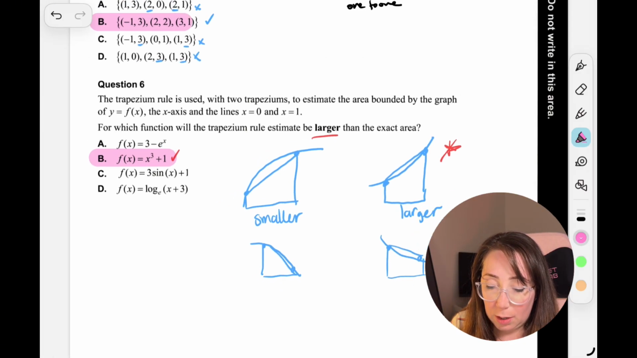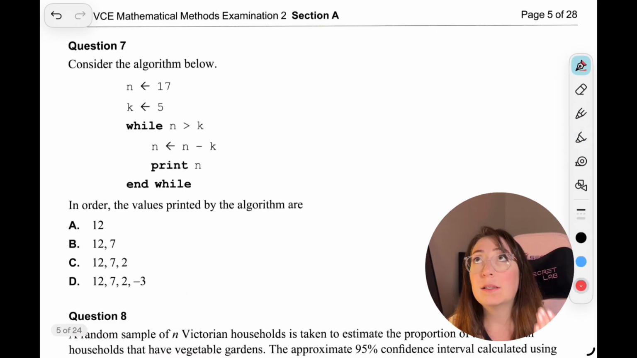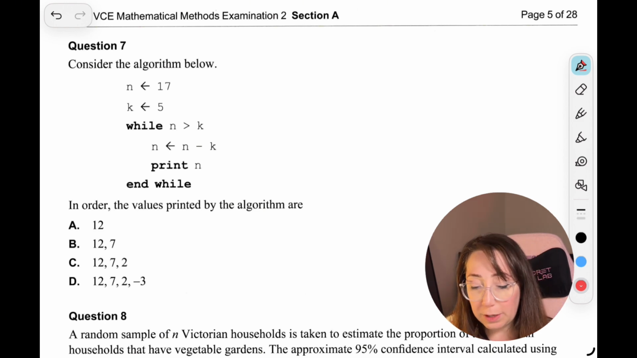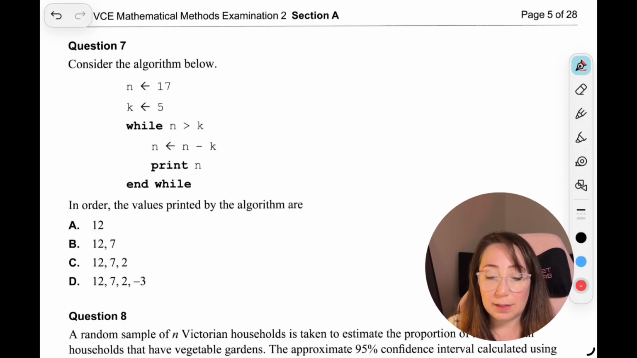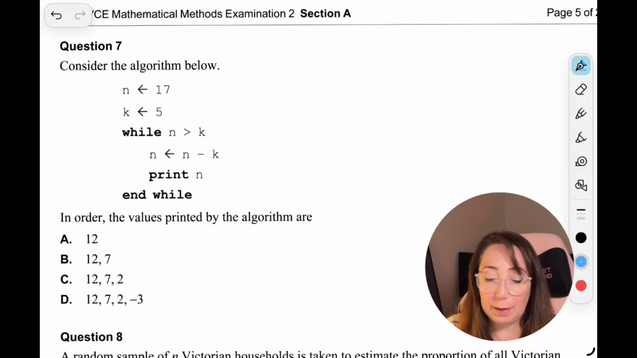Okay. Question 7, consider the algorithm below. When we get to an algorithm, I don't necessarily want to execute it. I just want to understand what it is saying, translate it to English, and then do my own thing. However, with this particular question, it's quite short, so there is a chance that we can just execute it ourselves. And there doesn't look like there's any kind of function like Newton's method or other types of functions in particular. So let's see what we've got here.